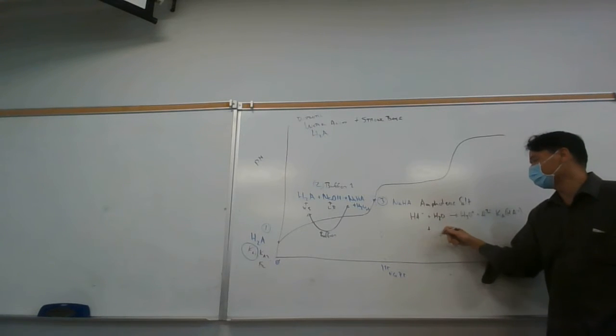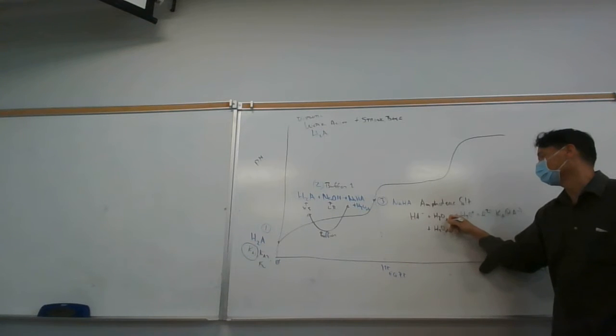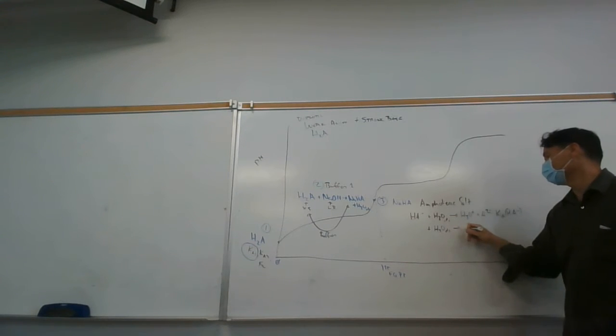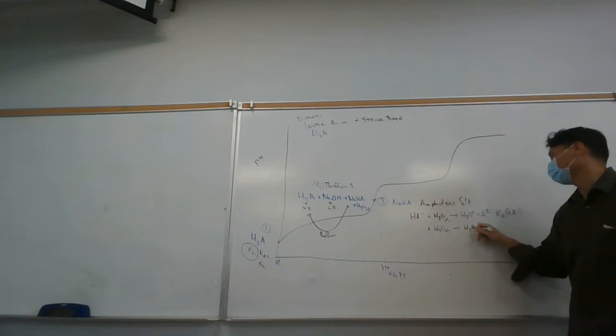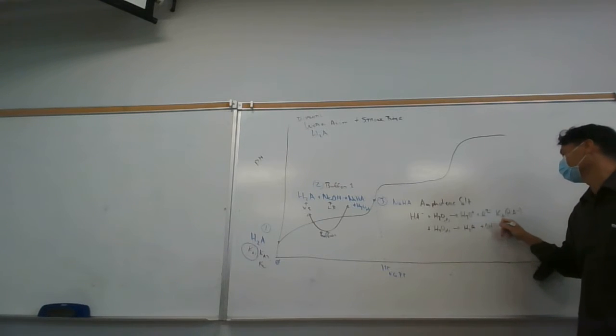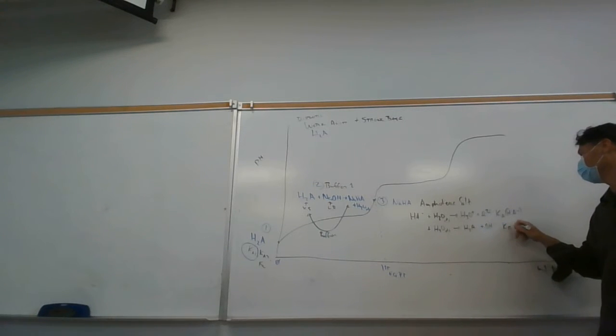If HA minus gains a proton, then what we form is H2A and OH minus. This is Kb for HA minus.